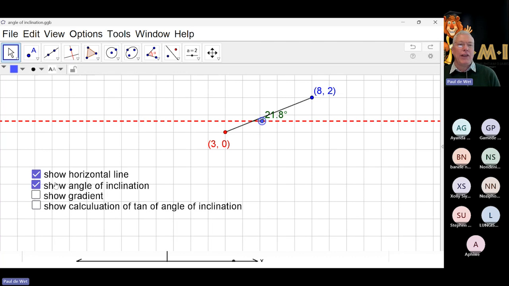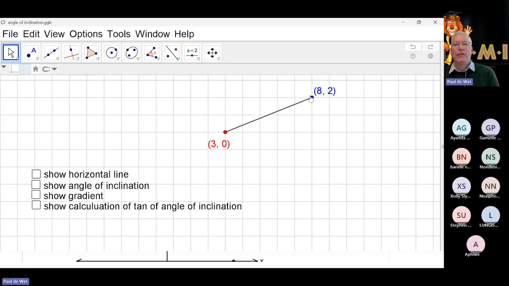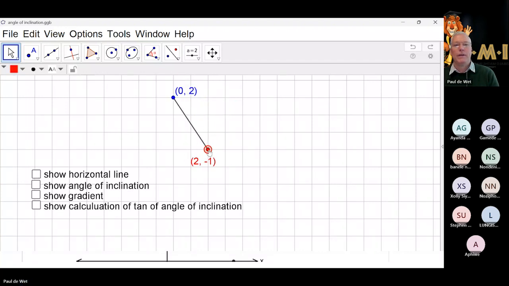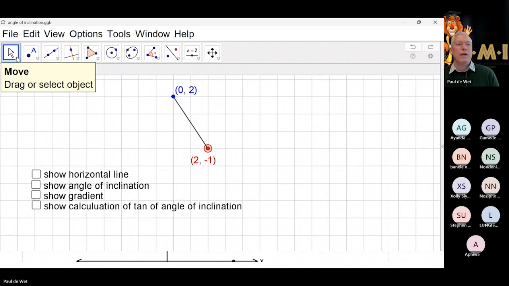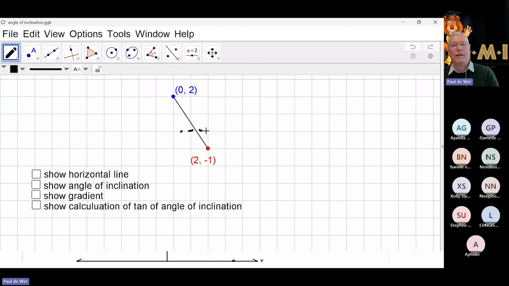All right. Guys, let's do another one. Because now it's going to get slightly more interesting. Because now we've got a negative gradient. And remember that our angle of inclination is going to be like in here. If my horizontal line's here, this is going to be my angle of inclination. Who can tell me what's going to happen now?